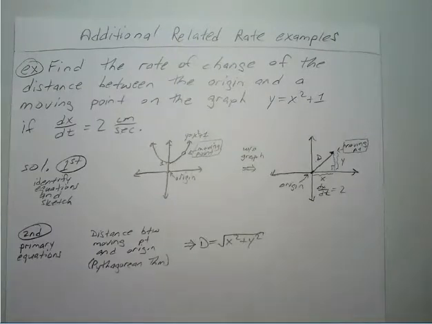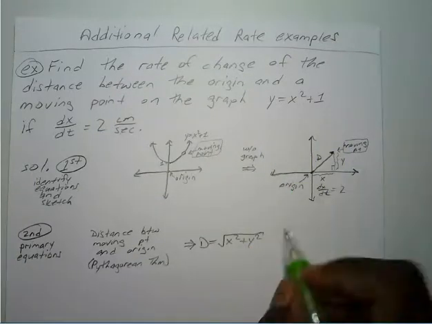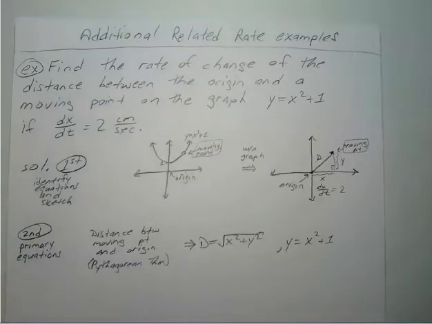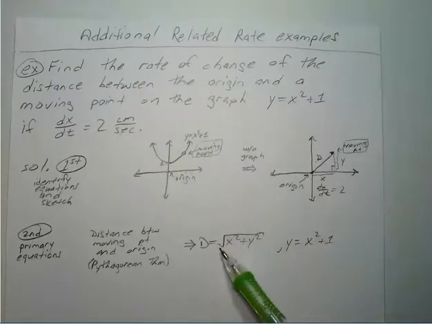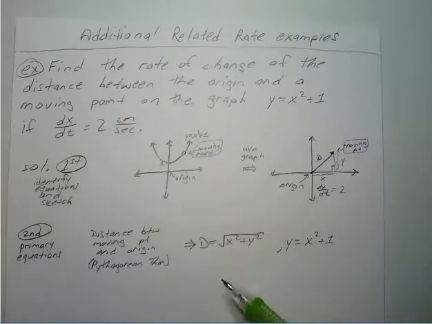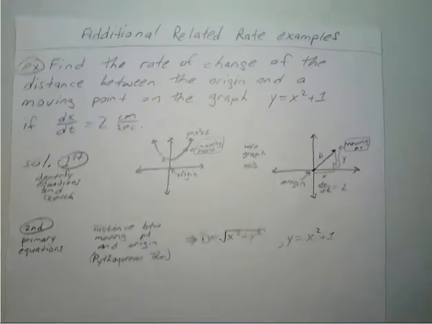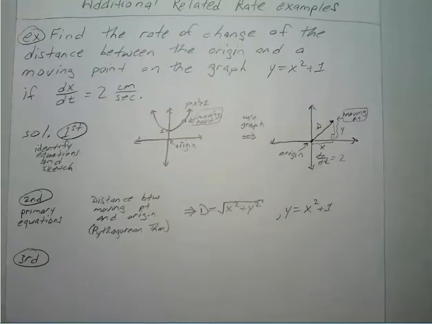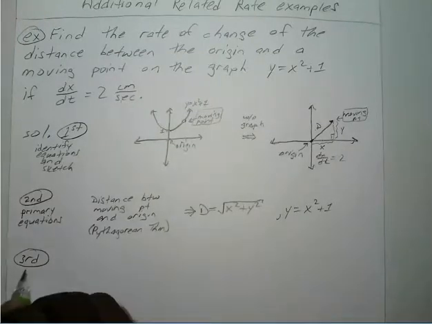And what else do we know? Well, we know that y is equal to x squared plus 1. So we have our primary equations. This part is the part that you really have to do a lot of thinking on, because a lot of times it's not given to you. This is where you have to go back to previous classes and figure out equations like this one. Now look at our third step: if necessary, we have to reduce it to one independent variable.